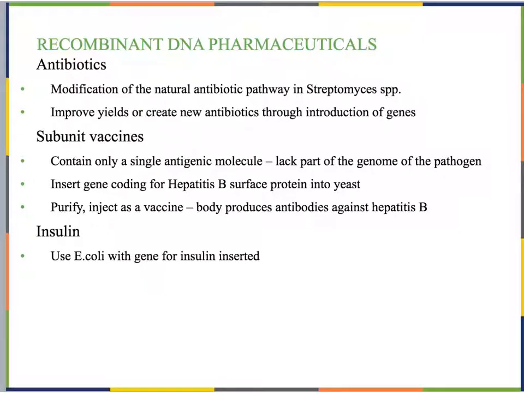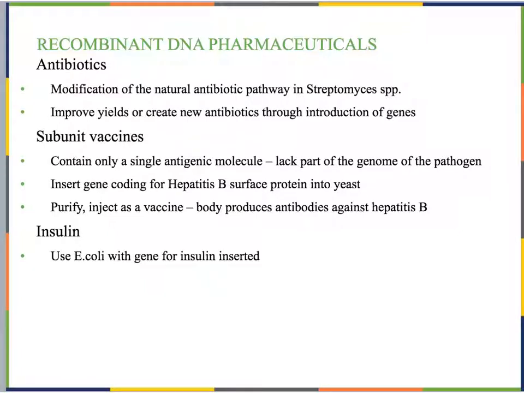But there are natural antibiotics and there are synthetic antibiotics, and then there are semi-synthetic antibiotics. And so some of the semi-synthetic antibiotics are going to be where we take a natural antibiotic and then we can modify that to make it work better or work on a different group. And so that would be done by a recombinant DNA process. So adding more DNA to it, for example, so that we can make a different type of antibiotic. And same thing with synthetic. We can improve yields or create new antibiotics through the introduction of genes.